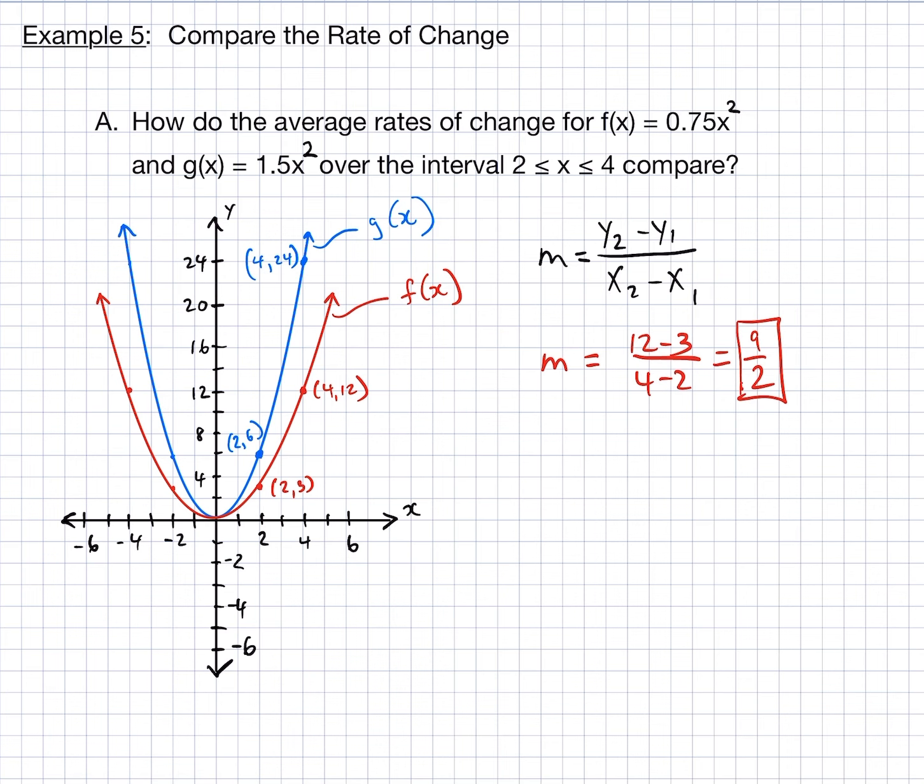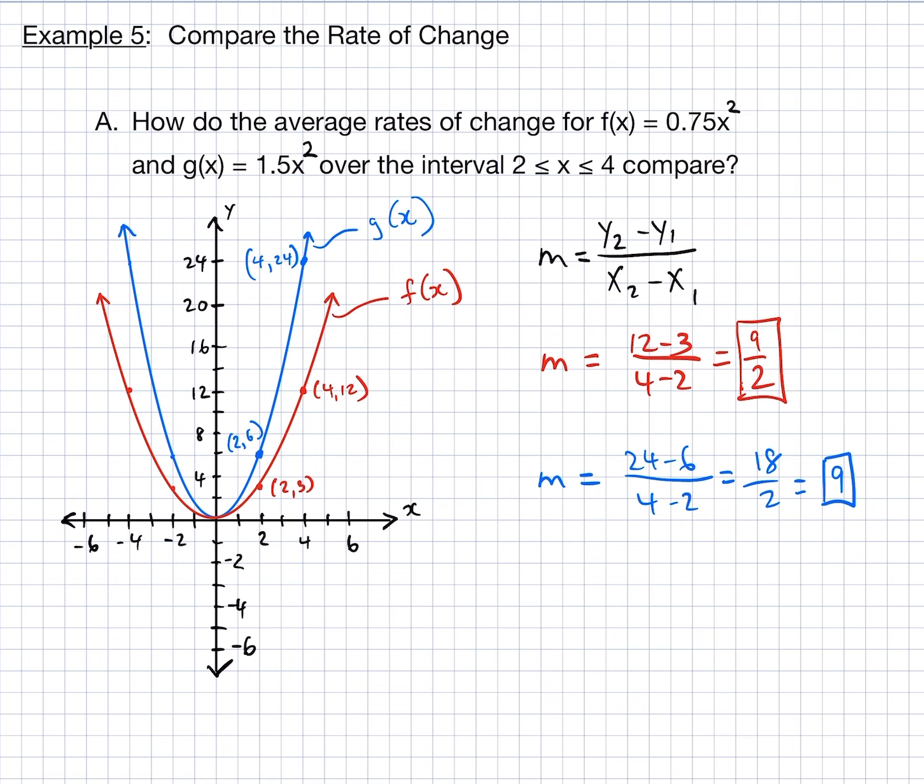Now we're going to do the same thing for g of x. For g of x, we're going to take y2 minus y1, so that's going to be 24 minus 6, divided by x2 minus x1, so that's 4 minus 2. And this simplifies to 18 over 2, which further simplifies to 9. So in comparing the slopes, we see that the slope of g of x, which is in the blue, is larger than the slope of f of x, which is 9 halves.